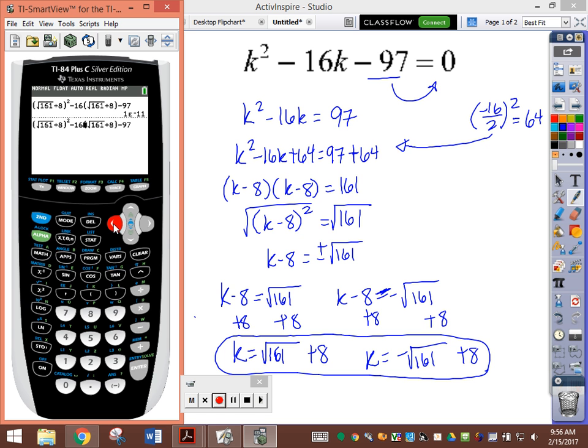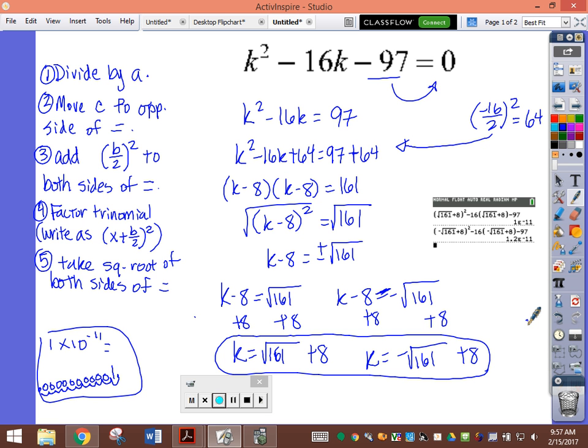If I hit second enter, I can get the calculator to copy and paste what I last entered, and then I can just change the square root to a negative. The way I can insert a negative is second insert. Then once I type over what's there, it will insert what I asked it to. And again, I get something really, really small, practically 0. So I know I did this correctly. And so that's how you would solve this equation by completing the square.